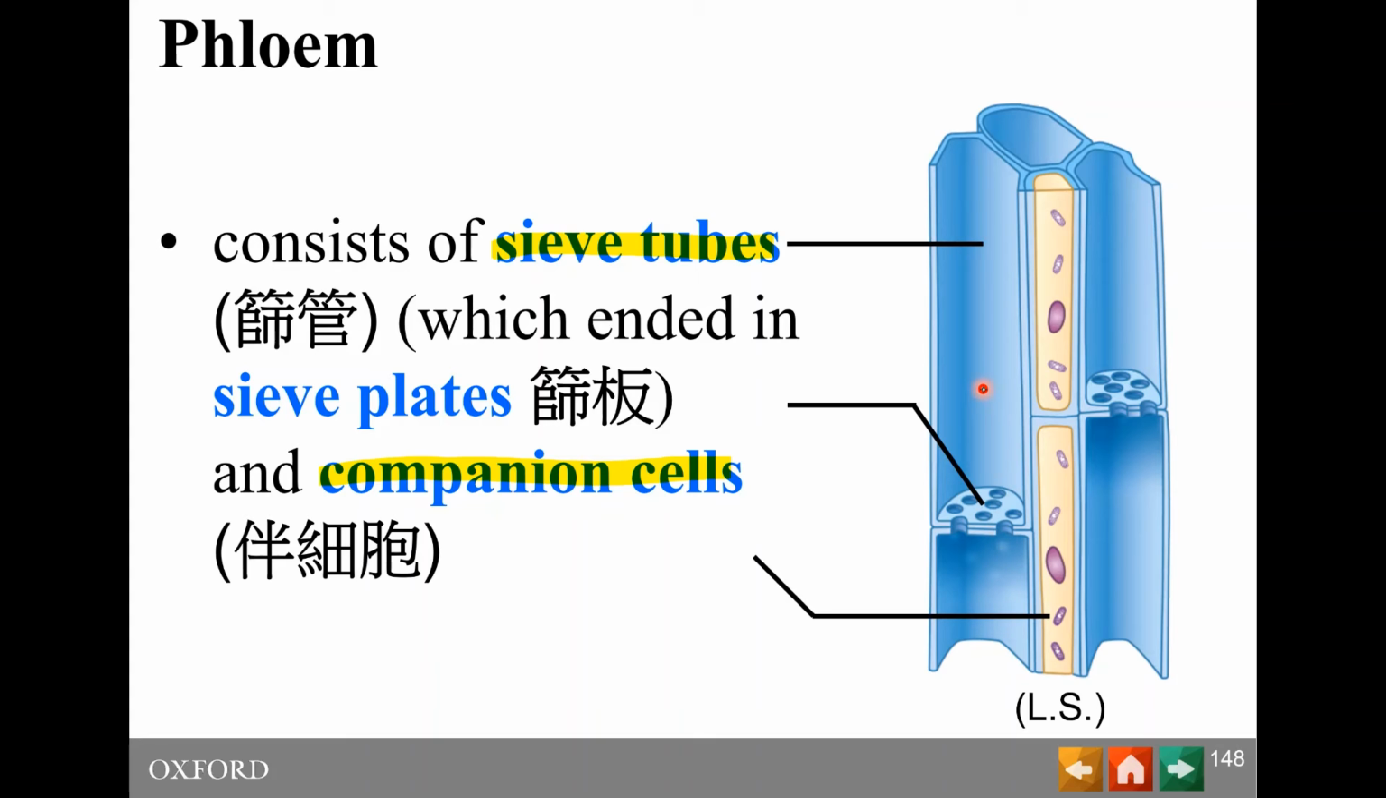Unlike the xylem vessels, which are made up of dead cells, sieve tubes are elongated living cells. They are living cells that are elongated, like a rubber band that you stretch, making it into a shape like this, right?